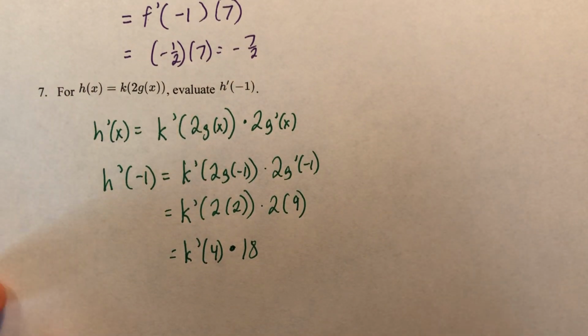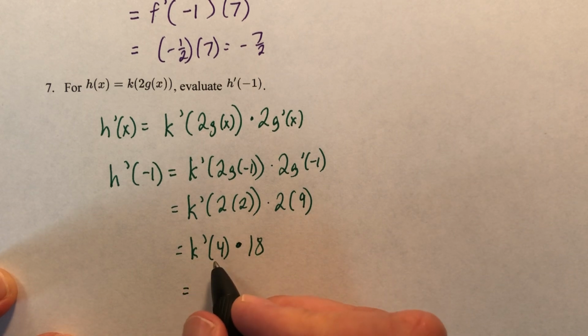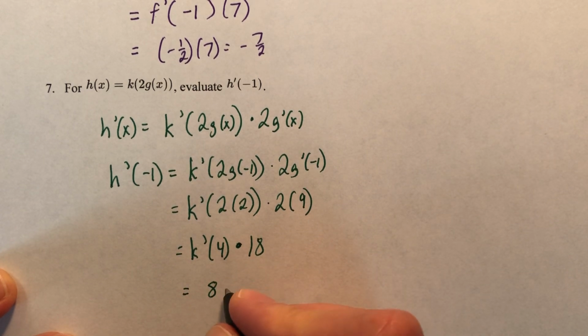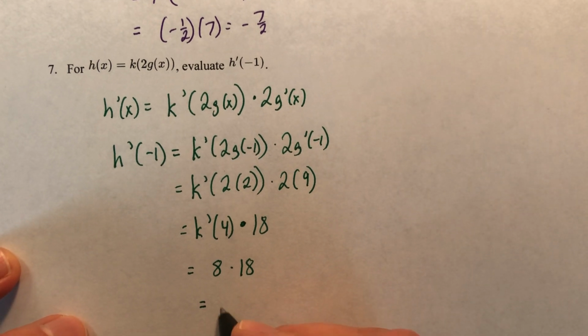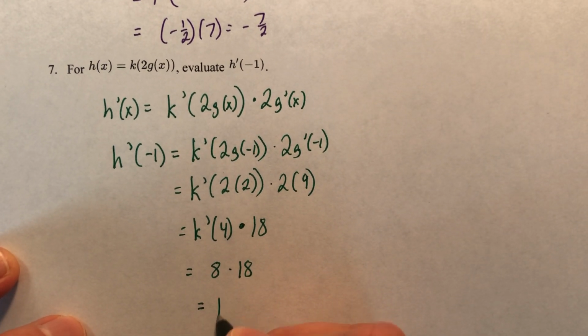So 18 k prime of 4. k prime of 4 is 8. 8 times 18 is, I want to say it's 200, no, 144. Yeah, 72 times 2. Okay, sorry, I was doing too much in my head there. 144.